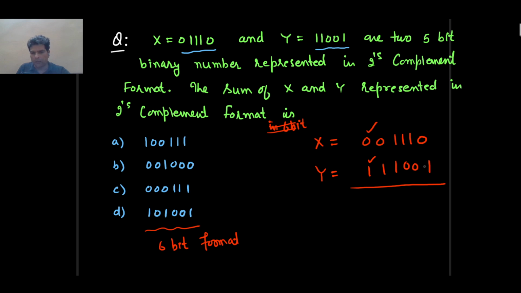So after the addition of this x and y in 6 bit, let's see: 001110 plus 111001 gives 1 000111 with a carry. So the carry is discarded. You discard the carry. So finally the answer is 000111. So the correct answer is C. So that is another kind of use of extension of the number of bits.